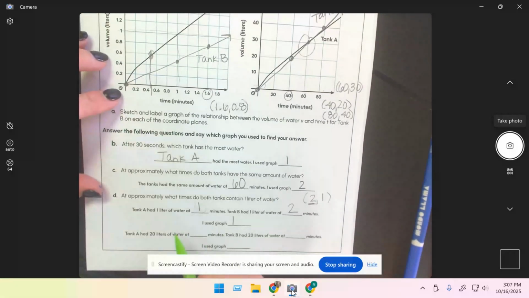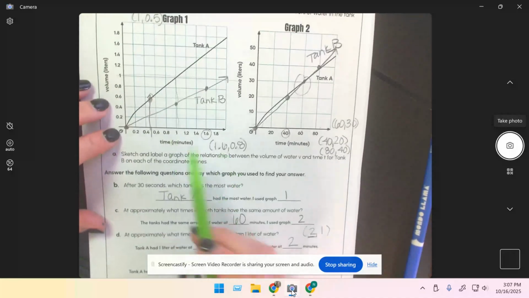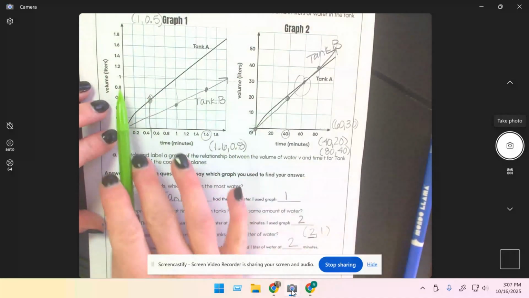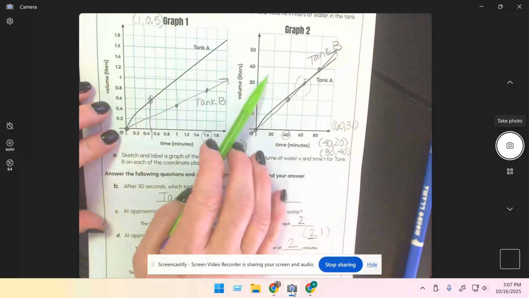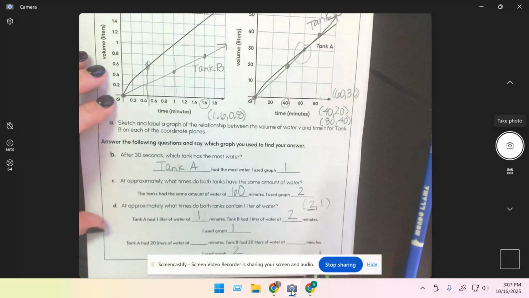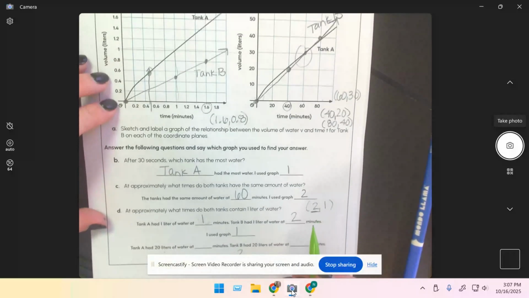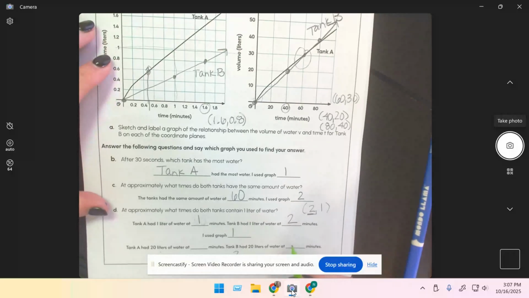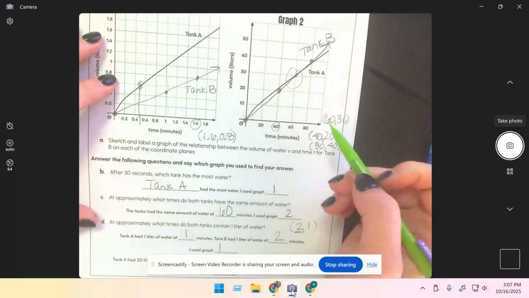Okay, now we're thinking about 20 liters. Well, if you're looking at 20 liters, which graph is easier to see 20? Well, this only goes up to 1.8. So hopefully we're thinking graph 2. So graph 2 is going to be helpful now. So 20 liters of water. I'm going to start with this one over here because it's a little easier for us to see.